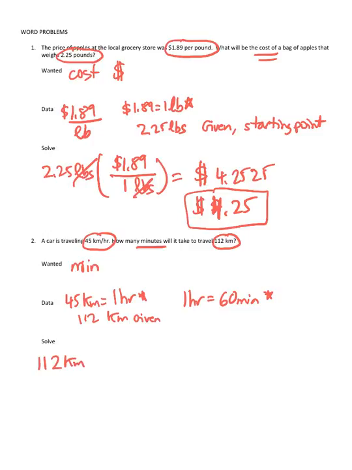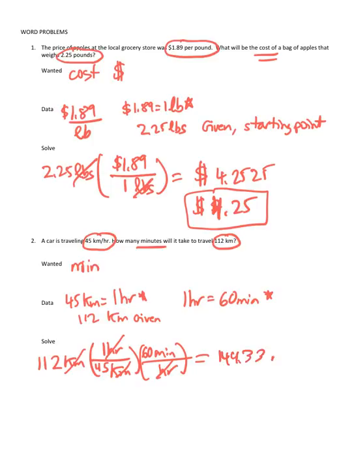So 112 kilometers. We want kilometers in the denominator so that they cancel. So 1 hour is the same as 45 kilometers. Kilometers divided by kilometers cancels. Now we want to set up our next conversion factor so that we can cancel out hours. And so 60 minutes is the same as an hour, and that's actually a definition. So hours divided by hours cancels. So 112 divided by 45 times 60 is 149.33 minutes.